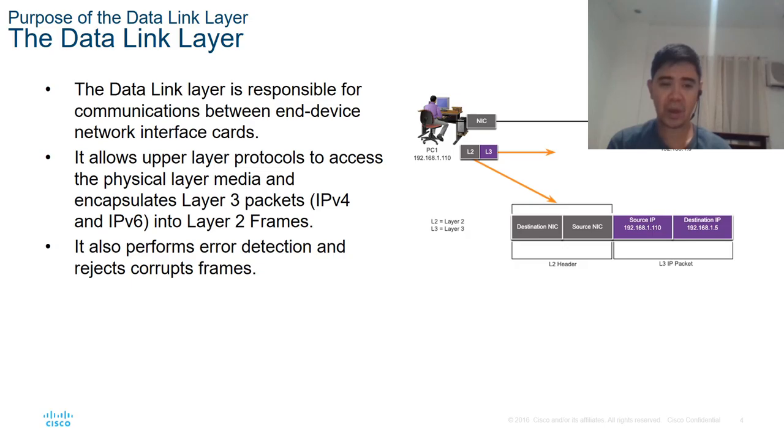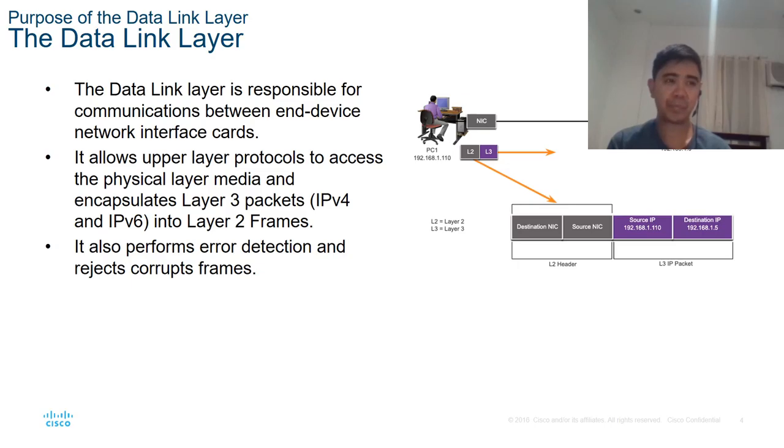So one function of the data link layer is to prepare the frame during bit transmission. That's one function of the data link layer. There's a specific function in the data link layer in terms of preparing the signal going to the cables. It has a role or function of the encoding and the signaling mechanism.